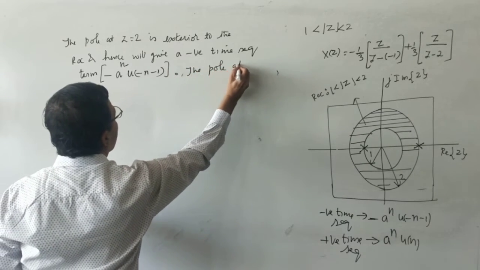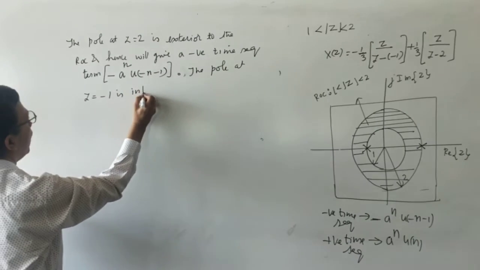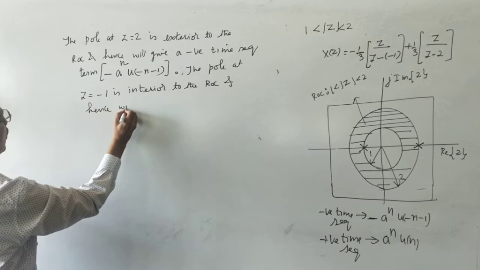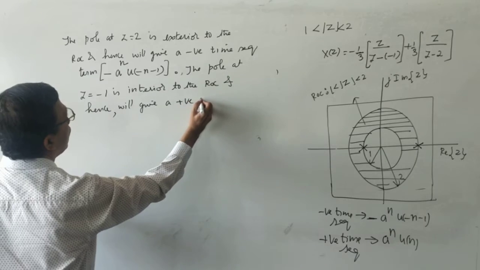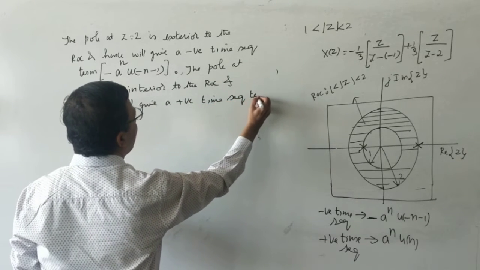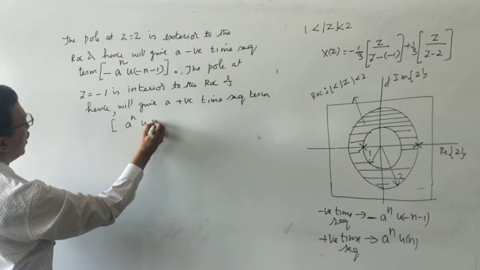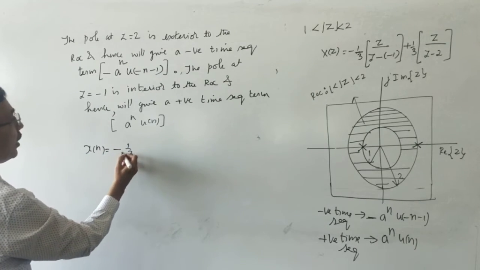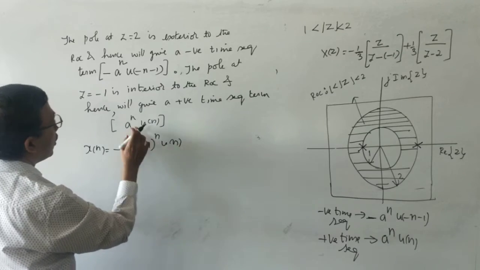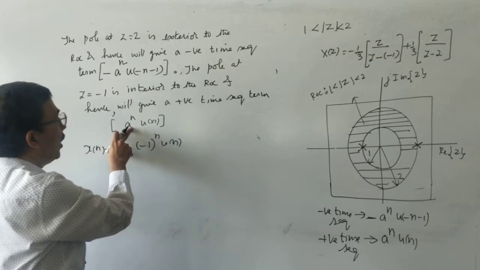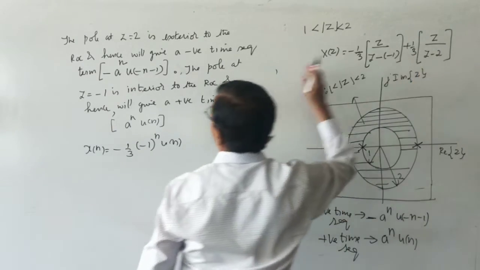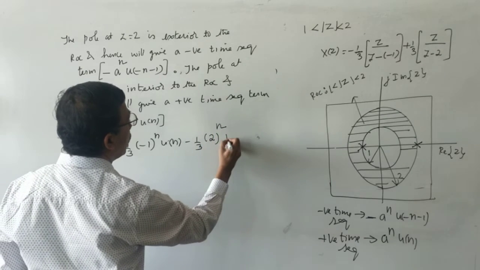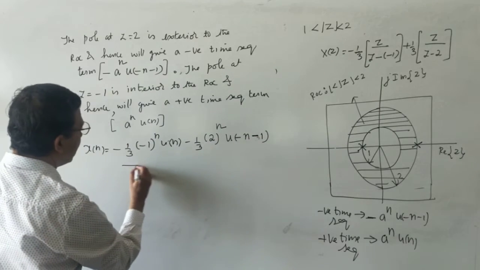The pole at z equal to minus 1 is interior to the ROC and hence will give a positive time sequence term. What is that positive time sequence term? It is nothing but a to the power n into u of n. So what is inverse transformation of this? x of n equals minus 1 by 3 into (minus 1) to the power n into u of n. To this quantity, I have applied this formula with a equal to minus 1. To this quantity, I will apply this formula. So what we get? Minus 1 by 3 into 2 to the power n into u of minus n minus 1. This is the final answer.